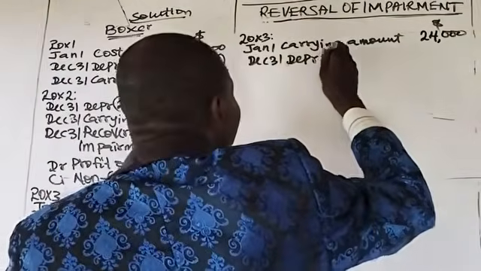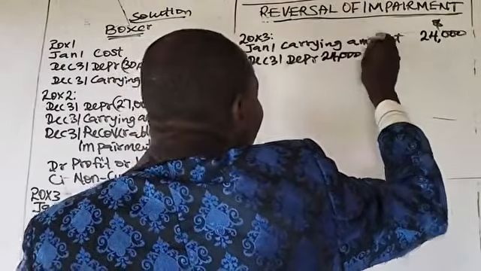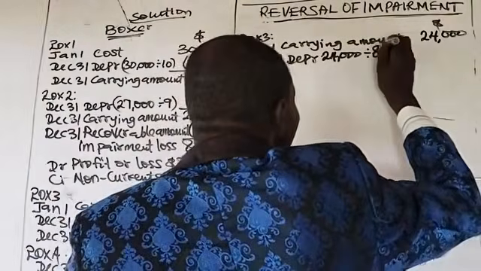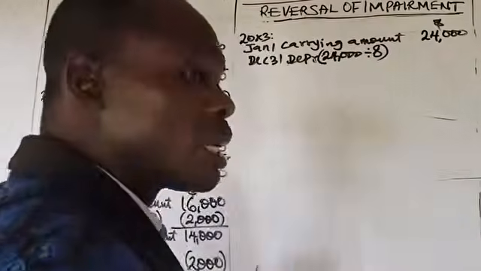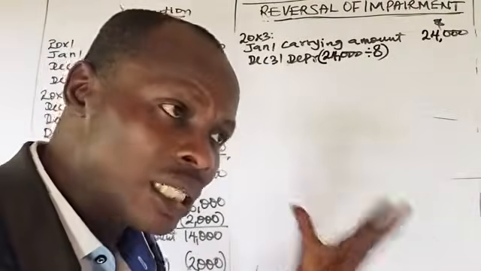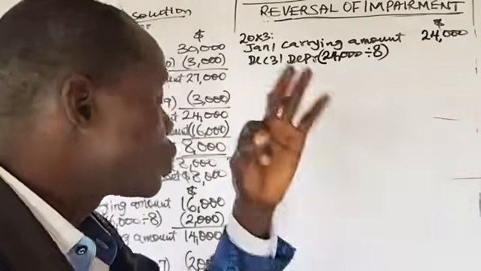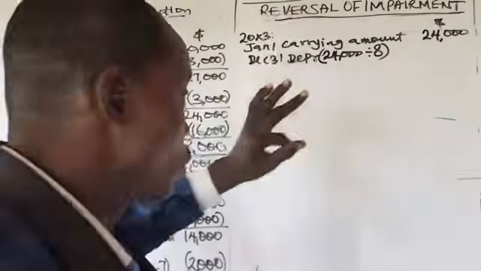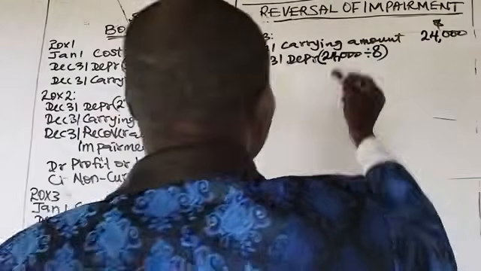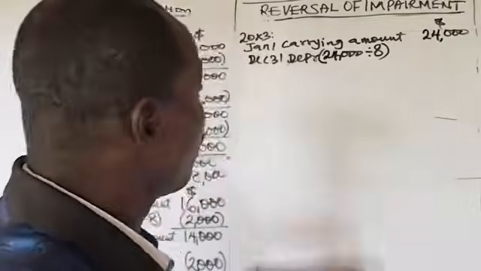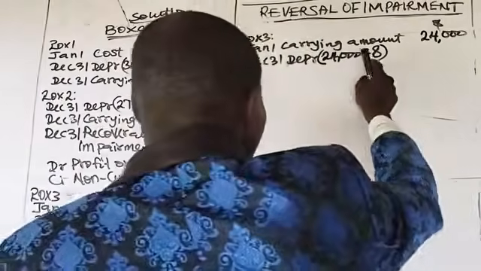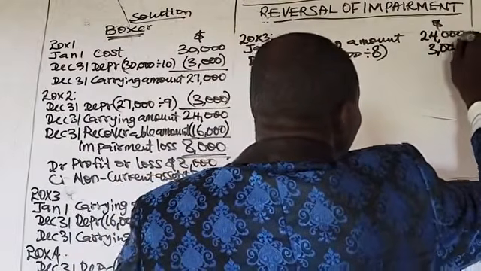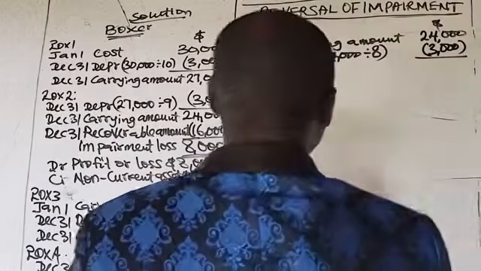So you'll be having 24,000 being the carrying amount, divided by, out of 10 years, 2 years have expired. Then you are left with unexpired life of 8 years. How did we get that 8 years? The economic life is 10 years, 20x1 is gone, 20x2 is gone, making 2 years. Then you are in the third year now. If you subtract those 2 years from the 10 years life, you'll be left with 8 years. 24,000 divided by 8 gives us 3,000. That is the amount of depreciation you will charge in 20x3.